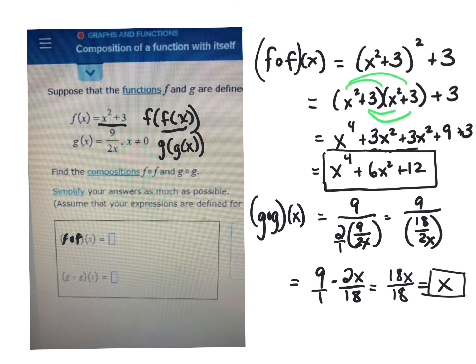So we're just replacing the entire function everywhere I see x in its function. And that's true for any composition. This just happens to be composing with itself.